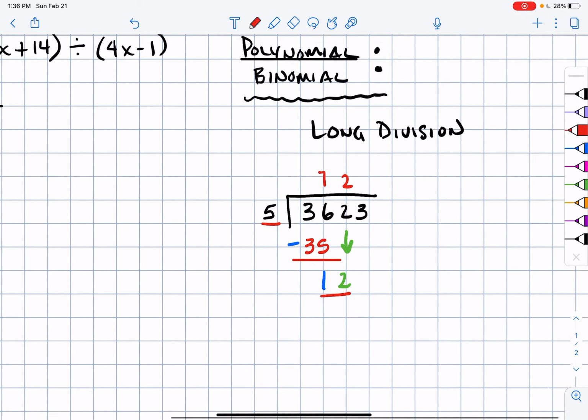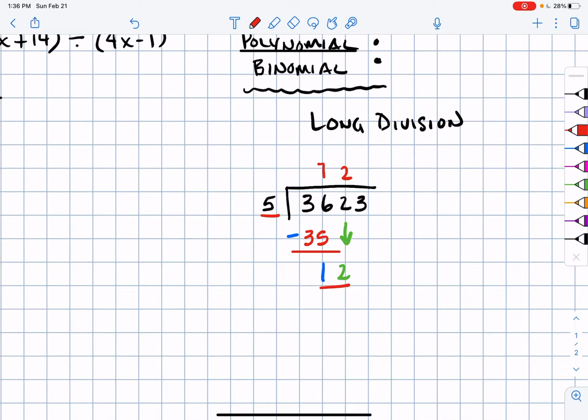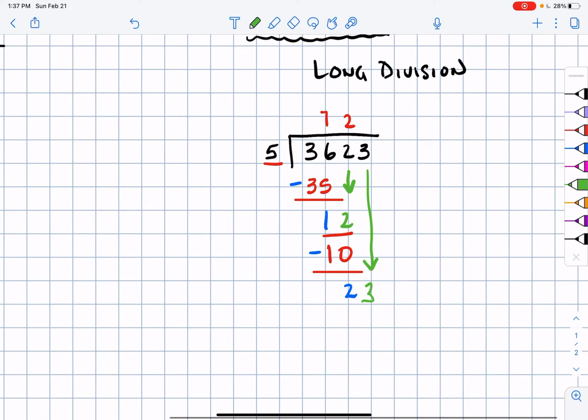Second step, we multiply. 5 times 2 gives me 10. Step 3, we flip the sign and add. So we get 2 left, right? So that's step number 3. Step number 4, we bring down the next digit and get 3. So let's repeat those 4 steps again.